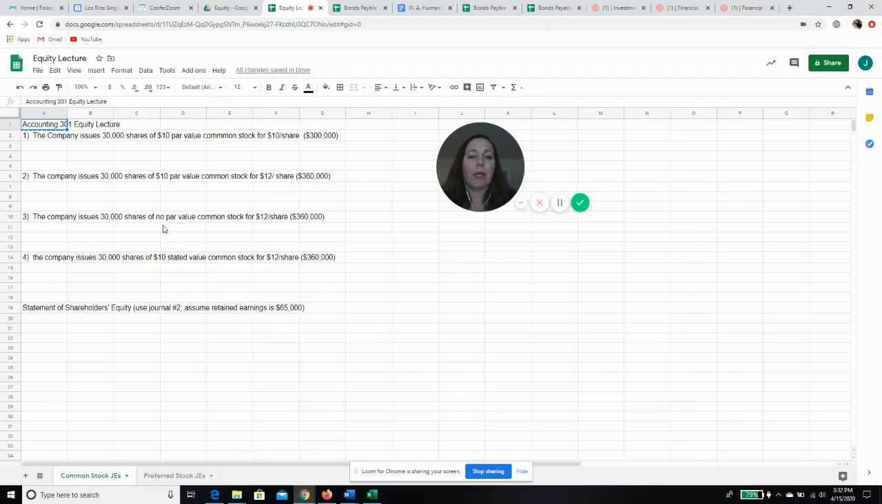We talked about three different kinds of stock. We talked about par value stock, we talked about no par value stock, and we talked about stated value stock. So we're going to do 4 transactions where we can capture some of the different nuances of these.